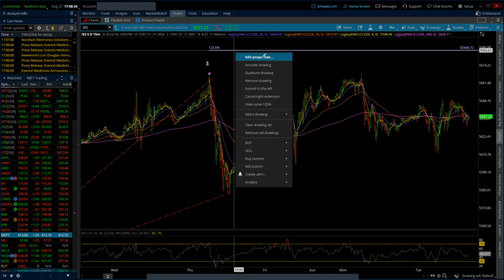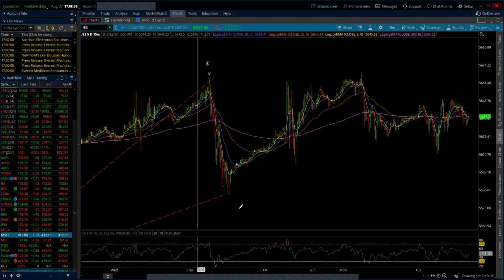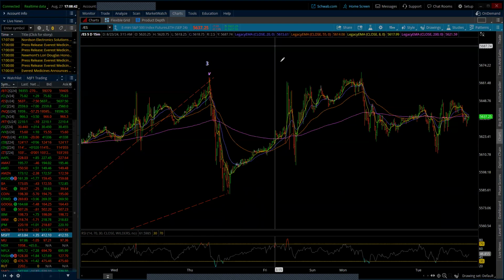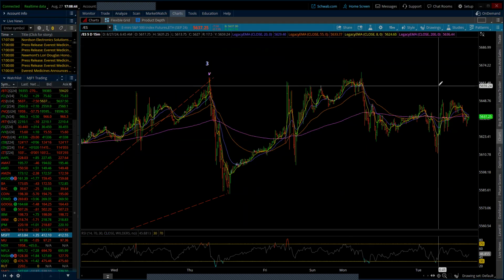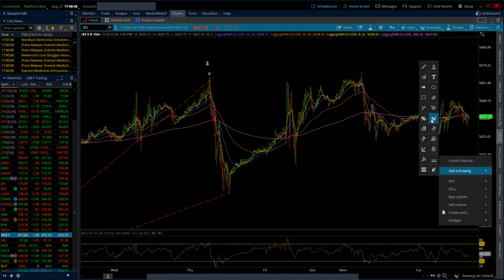Let me edit the properties. That only took them off one chart, didn't take it off. Okay, so if I put the 4 there, 1 of 5, 2 of 5, launch. Let's start putting some fibs on it.